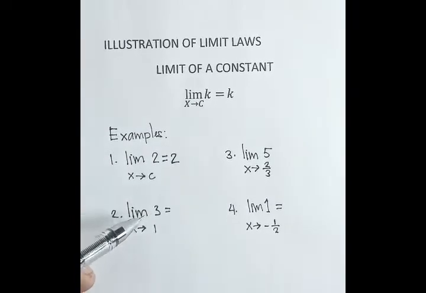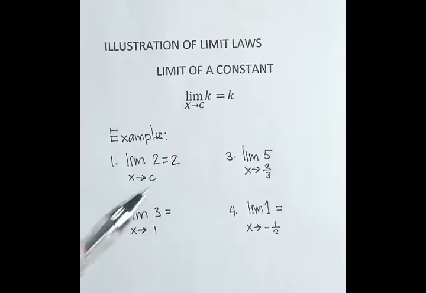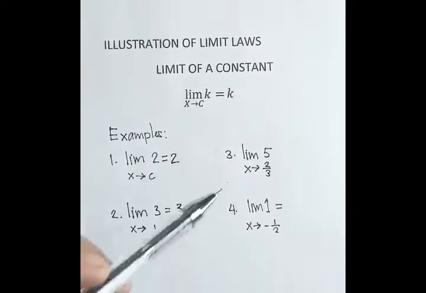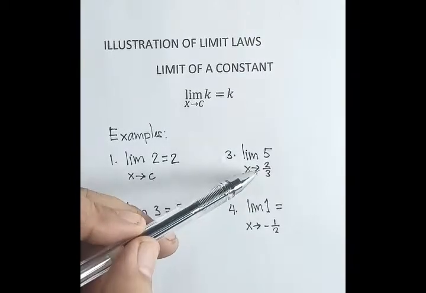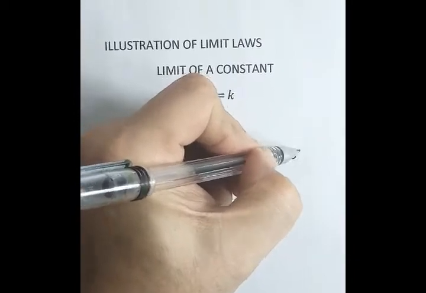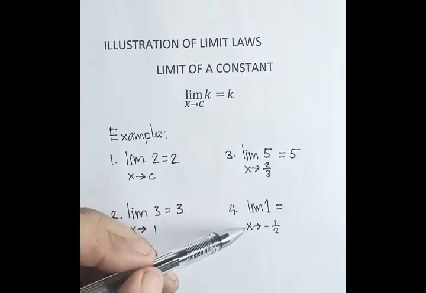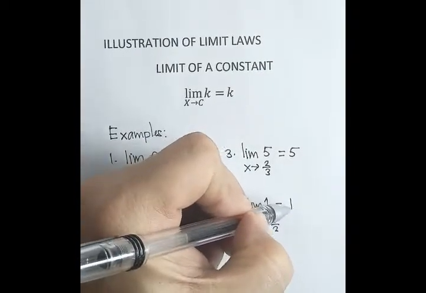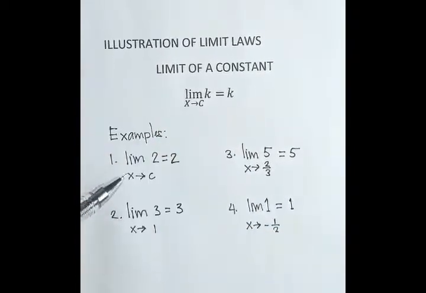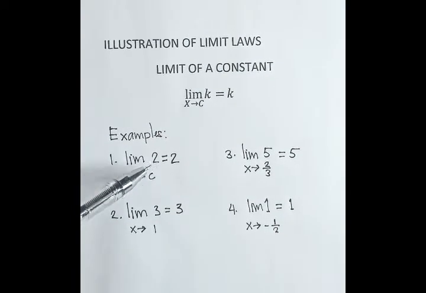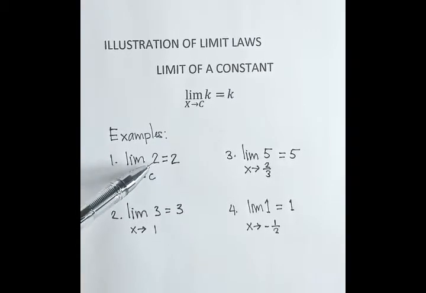Then the limit of 3 as x approaches 1 is just 3. Then the limit of 5 as x approaches 2/3 is simply 5. Then the limit of 1 as x approaches -1/2 is simply 1. So whatever value x is approaching, as long as we are given a constant k, its limit is simply the constant.